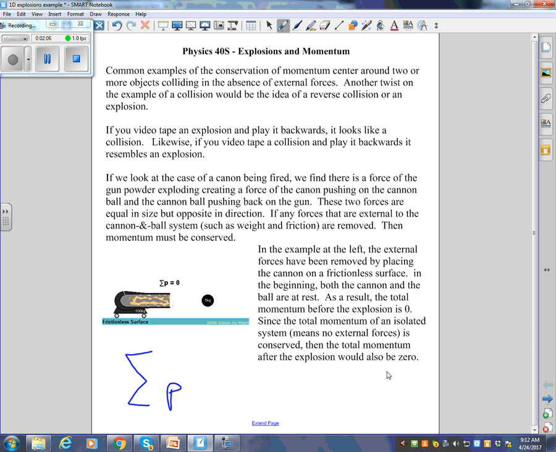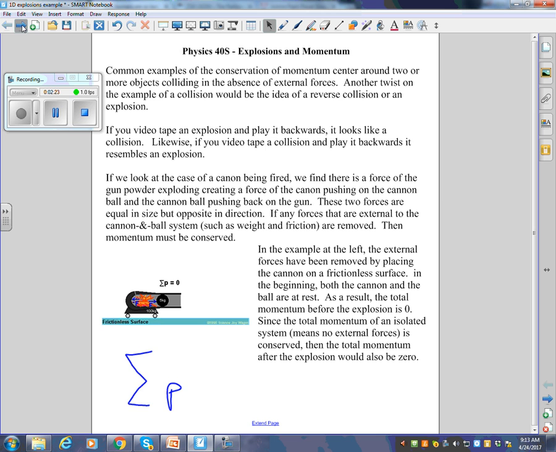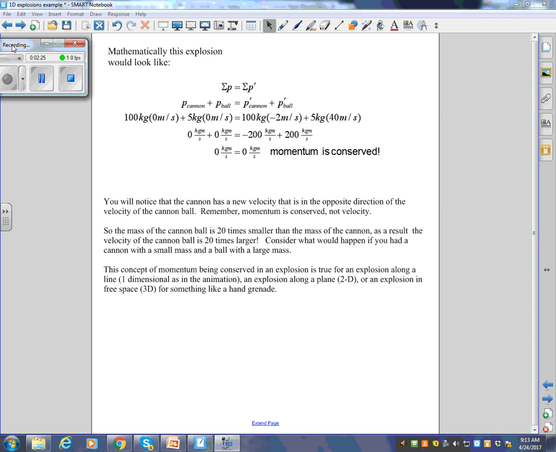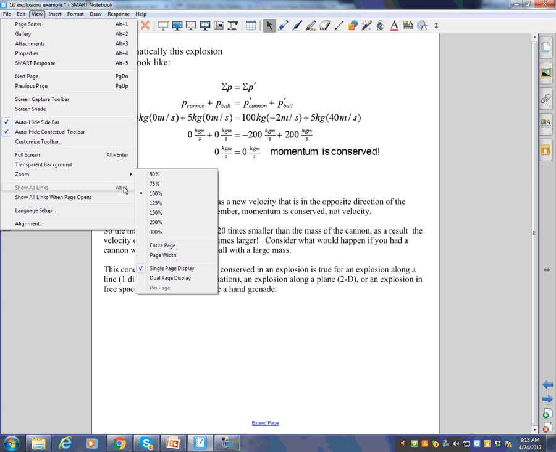So in other words, just like with collisions, P initial, the initial momentum, equals P final. But the beauty of it is that the P initial for an explosion is usually zero, so you don't even have to figure it out. It's just zero. So that's what I meant by the easy part. Mathematically, we're going to make it look really confusing. Okay? So I'm just going to zoom in here a bit so we can see that a little better.